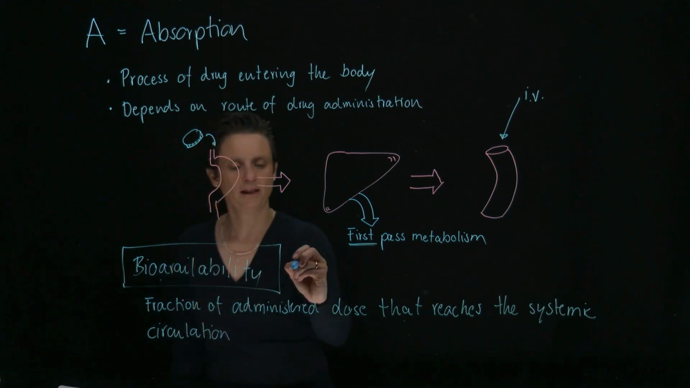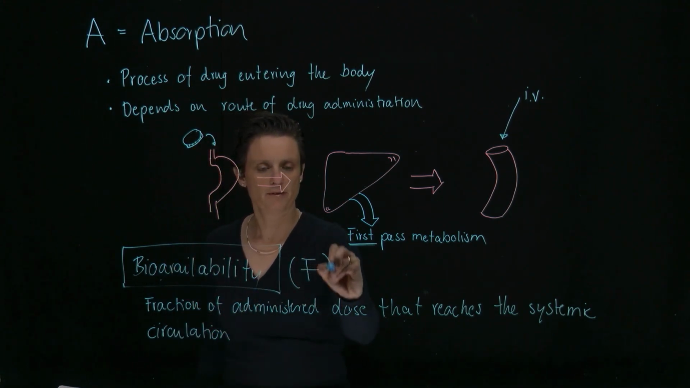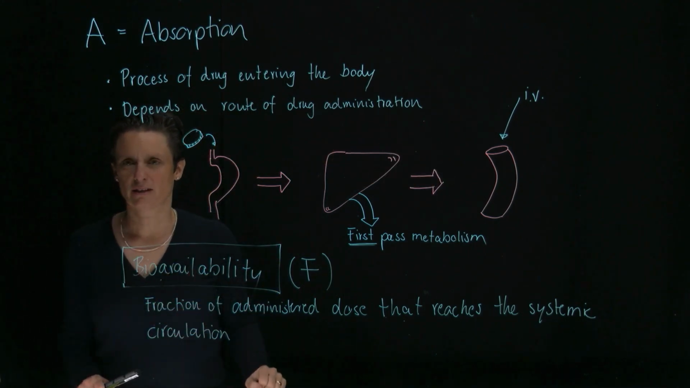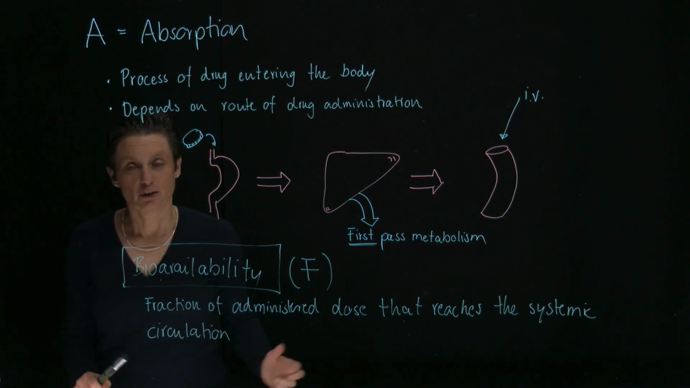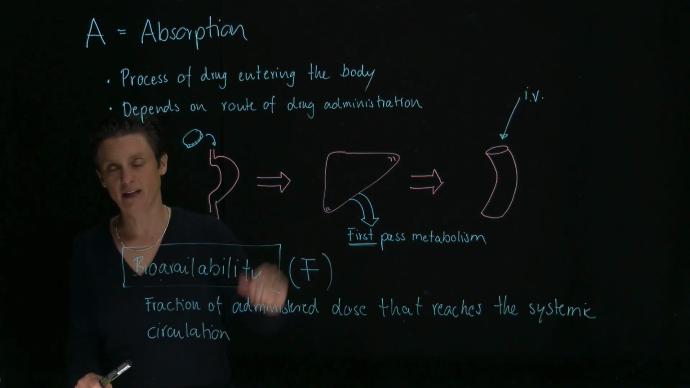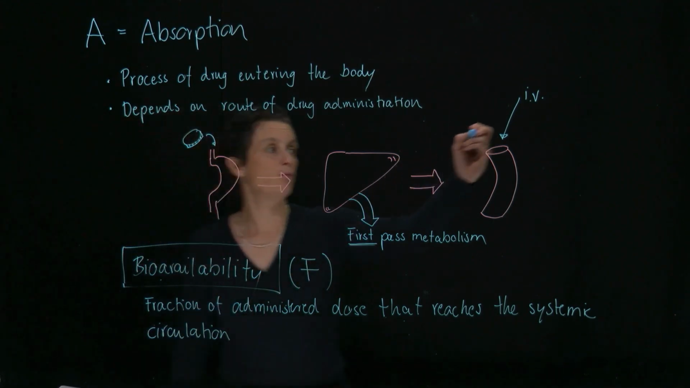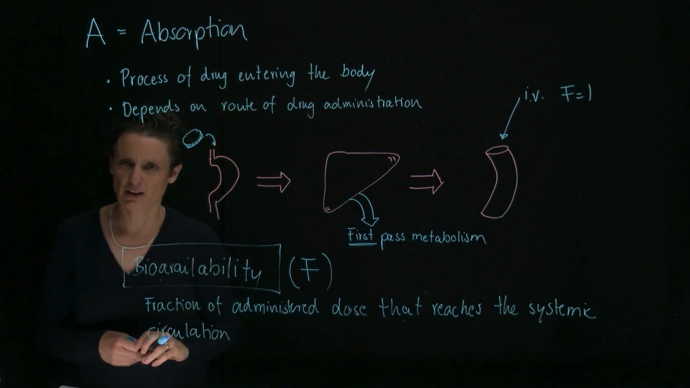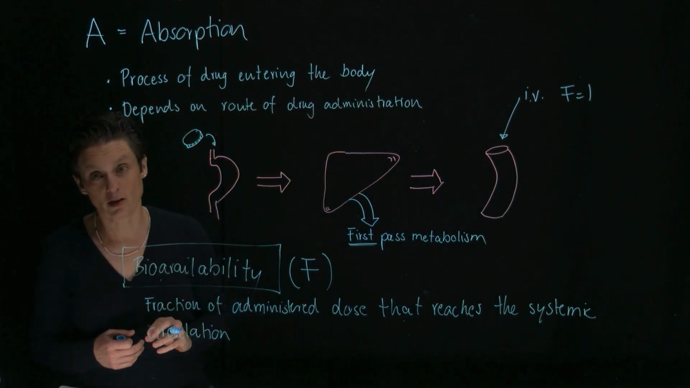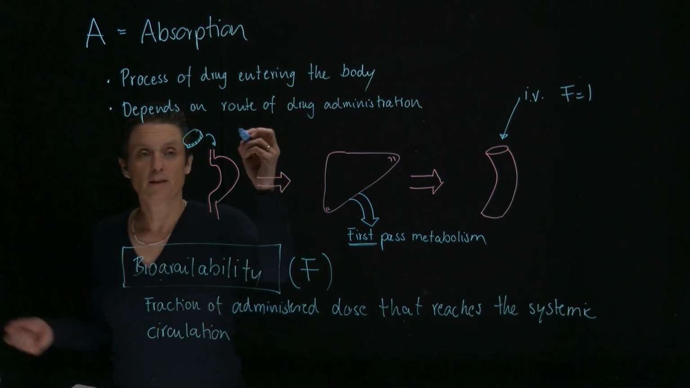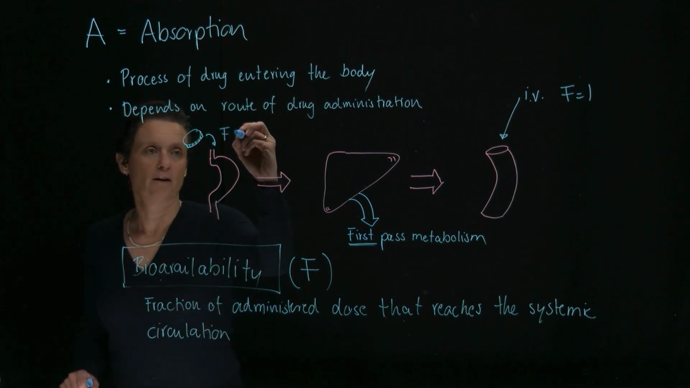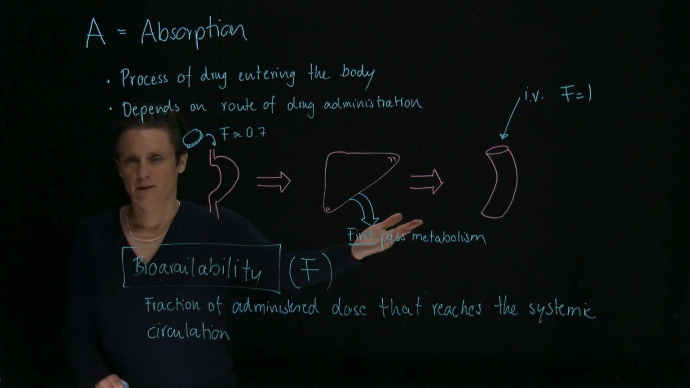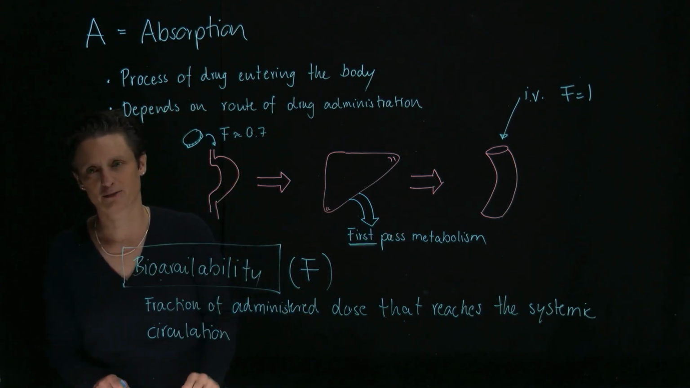So the bioavailability, and this is a lot of times abbreviated as F, tells us a lot about what actually reaches the systemic circulation. Now you can already guess, if I administer a drug IV, the bioavailability is going to be 1, because 100% is going to reach the systemic circulation. If I give a drug orally, it can vary a lot, but probably it's going to be significantly below 1, maybe around 0.7 or something like that, depending on the first pass metabolism and other factors.